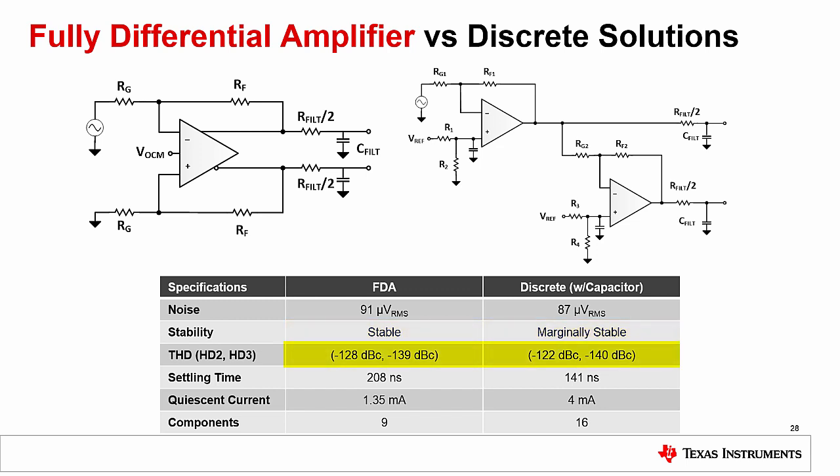FDAs have the added benefit of reduced even-order harmonics, making the THD performance of the FDA better than the discrete amplifier. Both configurations settle under 300 nanoseconds. The discrete solution requires 2 amplifiers to be used, thus doubling the amount of quiescent current needed to run the amplifier. And finally, the FDA configuration only requires around 9 components, while the OPA625 configuration requires around 16.